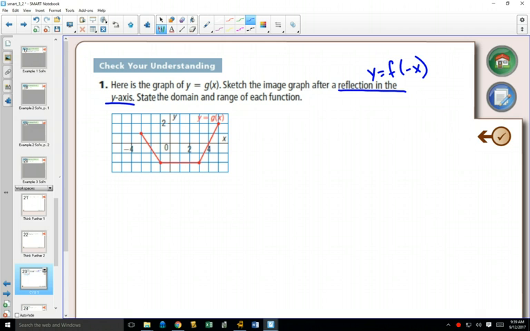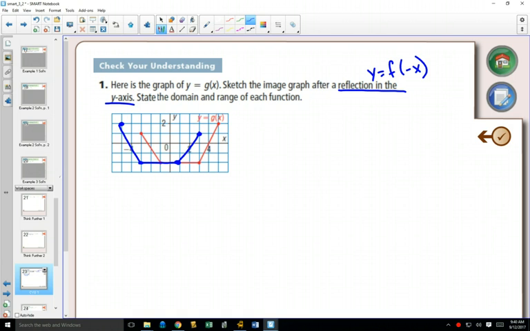Doing the reflection is not hard, right? What's going to happen to this point? It's 3 away from the y-axis, so it goes 3 away on the other side. This second point is 1 away from the y-axis, so it's 1 away on the other side. And we can do that with the other points as well. This one is 3 away. And then connect the dots. So there we have a reflection.